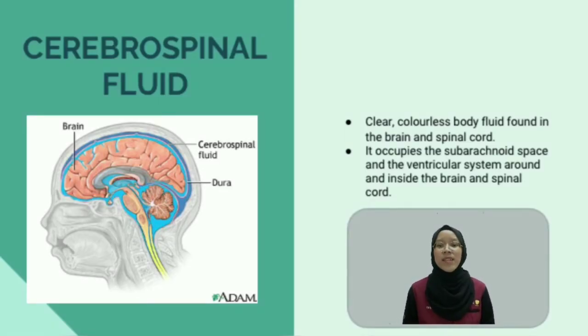Next, I will explain about the cerebrospinal fluid. Cerebrospinal fluid is a clear, colorless body fluid found in the brain and spinal cord. It occupies the subarachnoid space between the arachnoid mater and pia mater and the ventricular system around and inside the brain and spinal cord.